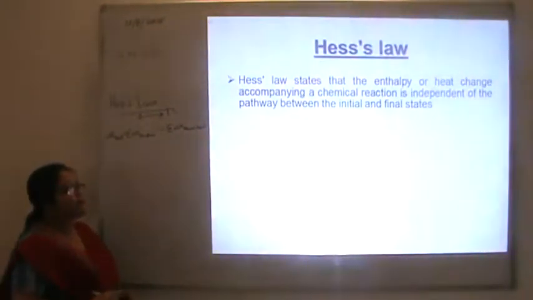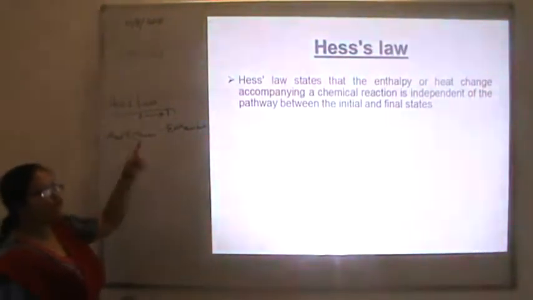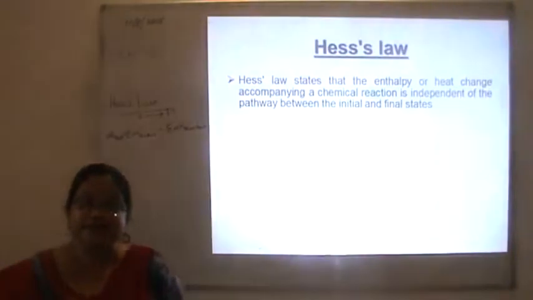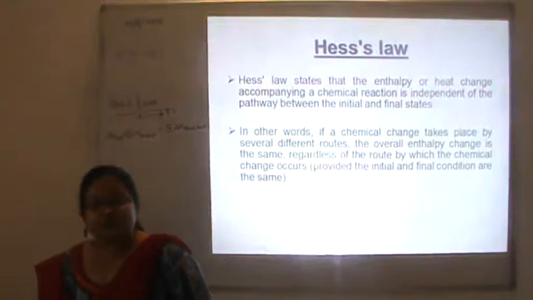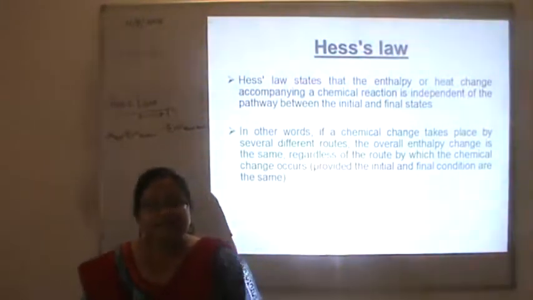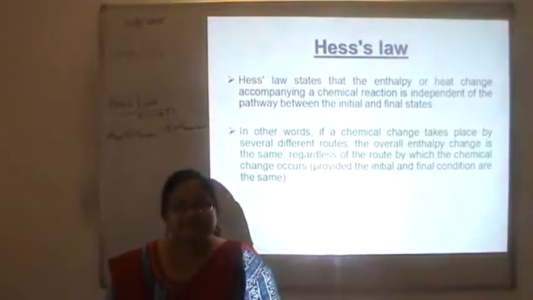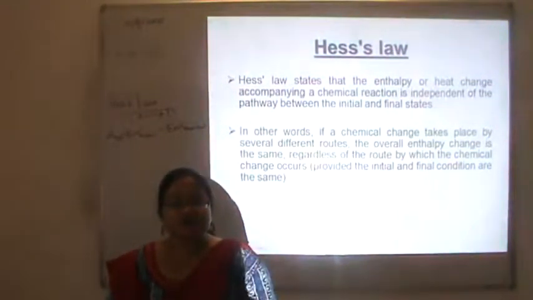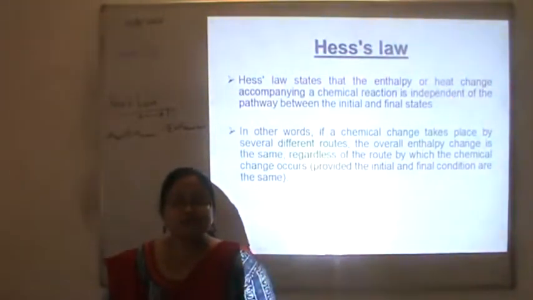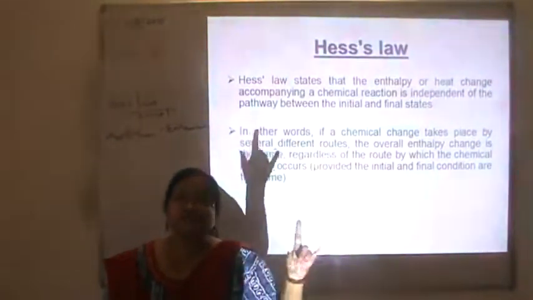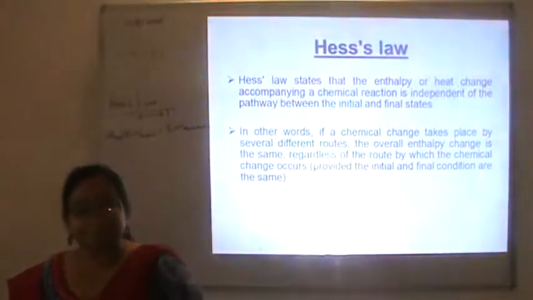The enthalpy or heat change accompanying a chemical reaction is independent of the pathway between the initial and final states. In other words, if a chemical change takes place by several different routes, the overall enthalpy change is the same, regardless of the route by which the chemical change occurs, provided the initial and final conditions are the same.